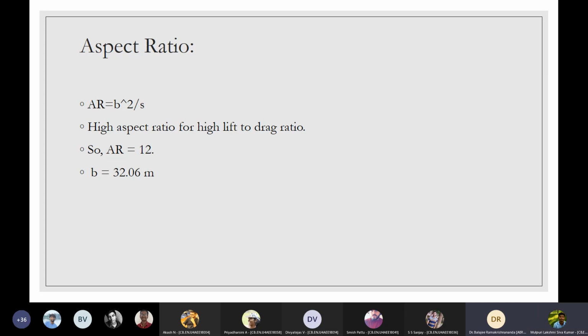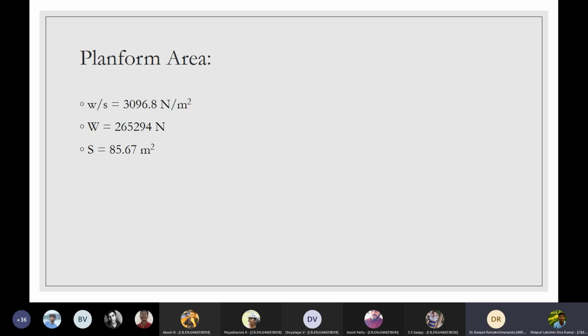What is the span? B is the full span or semi-span? Full span, sir. I am getting in the same range as that Bombardier. Where did we get S from? Sir, as we found from wing loading from the previous step, we have found the region of W by S. Okay, go ahead.